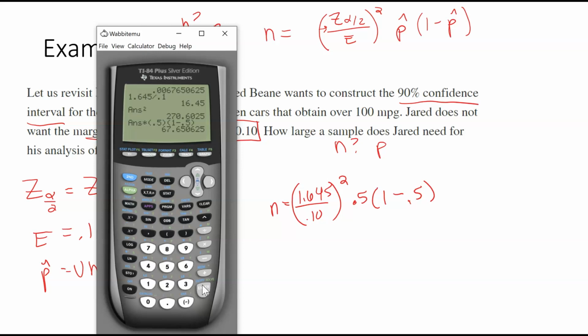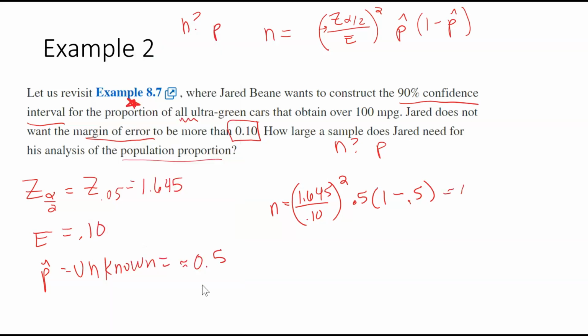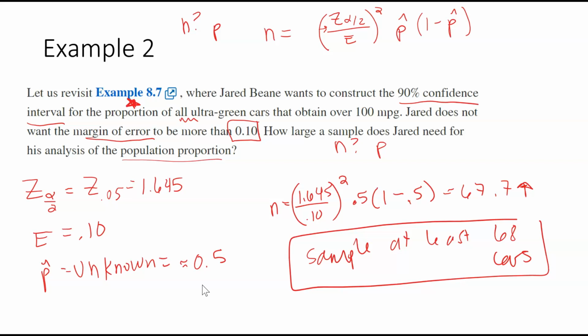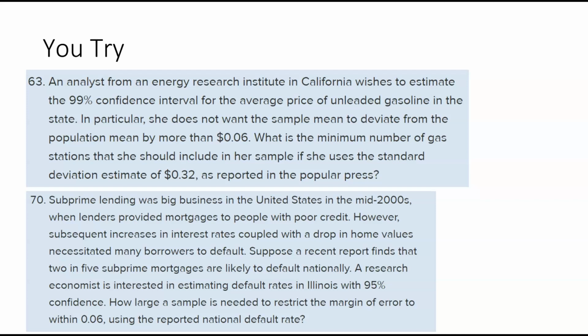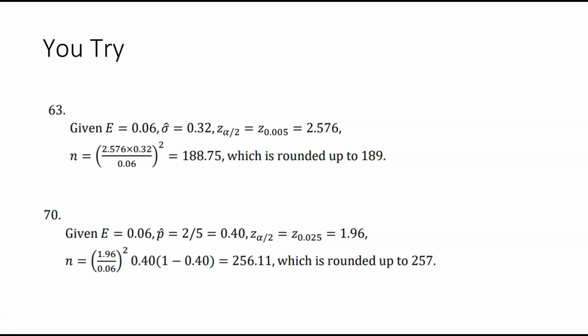There we go, 67.7. But remember, no matter what, we're going to round up. So he needs to have a sample of at least 68 cars if he wants to get within his constraints. There you go. So go ahead and give these two a try. And remember, sometimes you are going to be given p-hat and your standard deviation, but in this case, you can also use those estimations if you don't get them. Press play when you're ready to see the solution. And there you go. And that concludes 8.4.